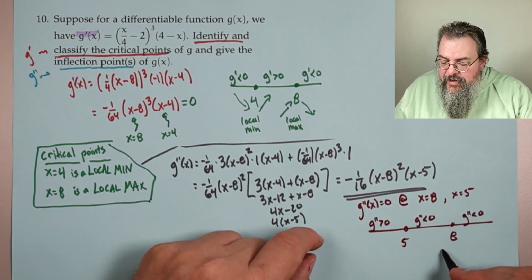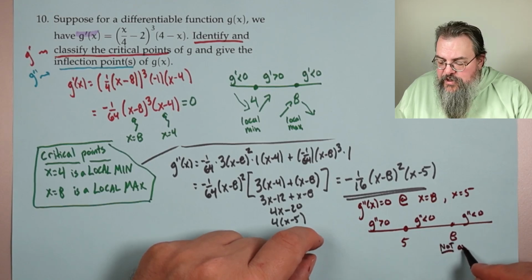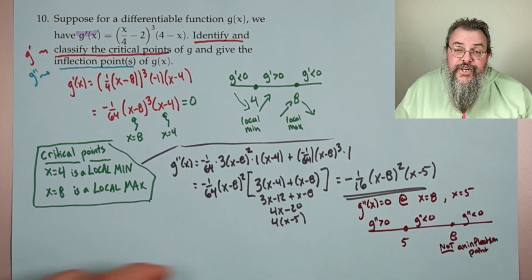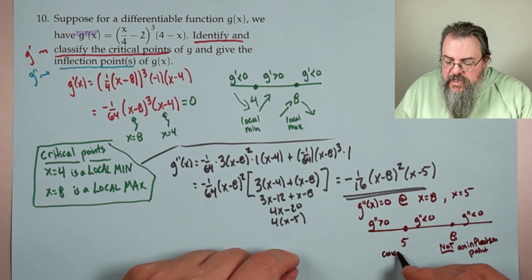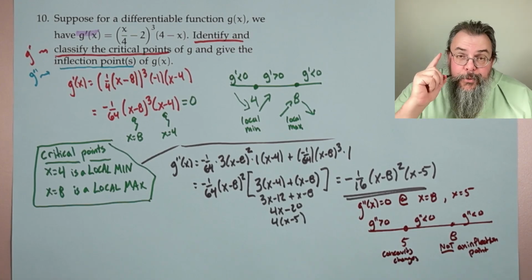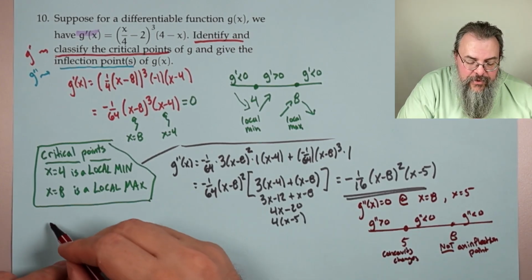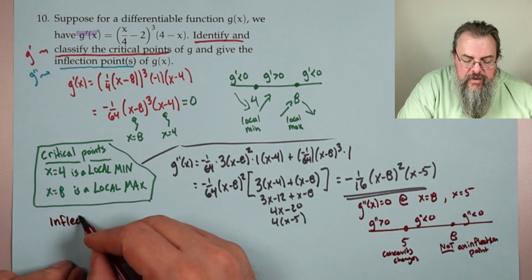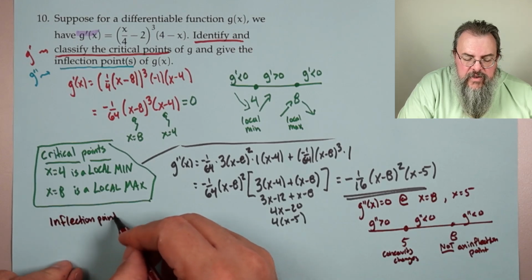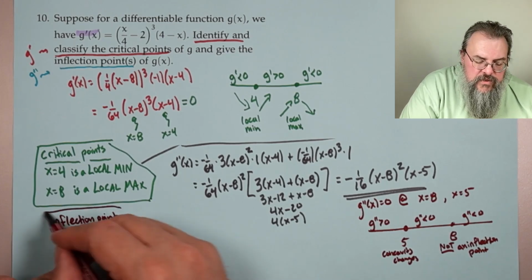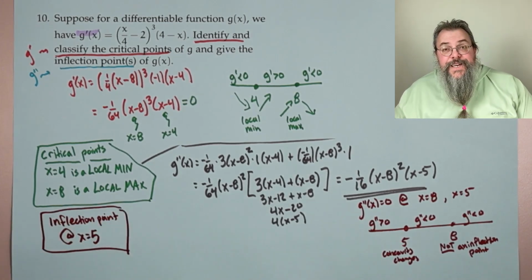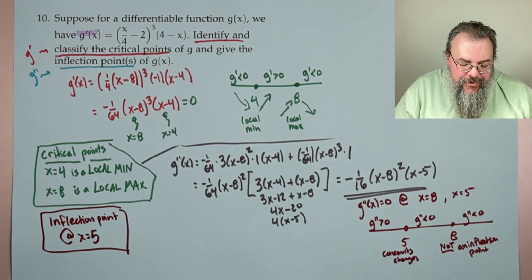So 8, this is not an inflection point, because the concavity does not change. But 5, the concavity does change. So this is an inflection point. Okay, so the punchline is one inflection point. So the inflection point is at x equals 5. Just the one. So be careful. Be the right amount of careful.